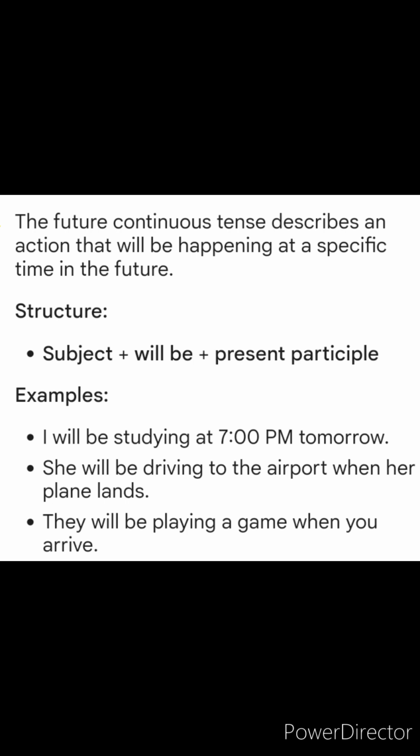Future continuous tense. The future continuous tense describes an action that will be happening at a specific time in the future. Structure given, subject plus will be plus present participle. Examples, I will be studying at 7 p.m. tomorrow. She will be driving to the airport when her plane lands. They will be playing a game when you arrive.